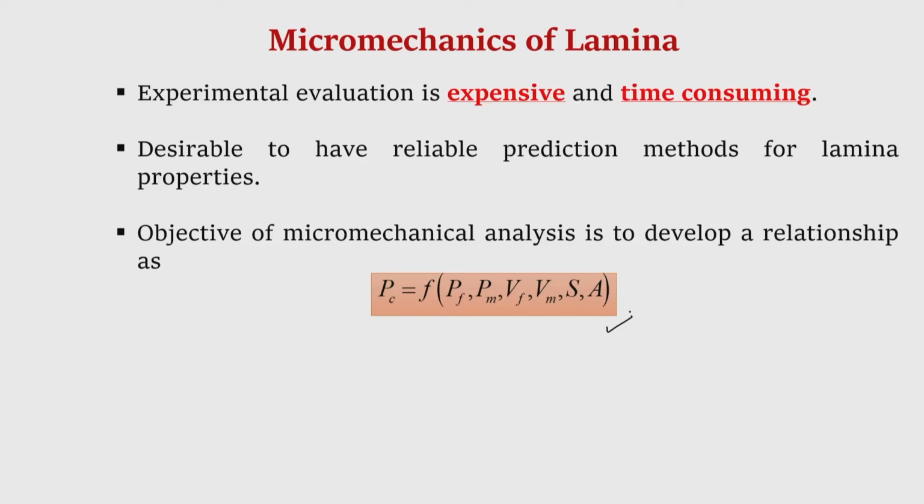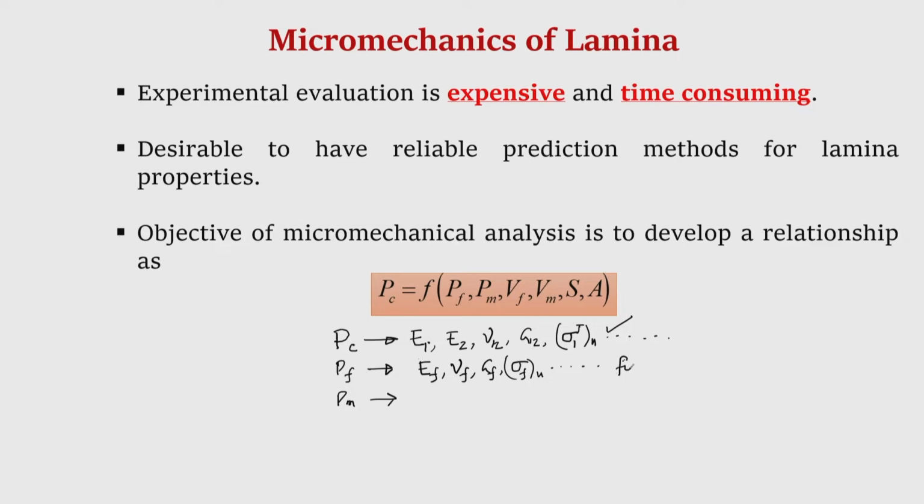We have written here that Pc is a function of Pf, Pm, Vf, Vm, S and A, where Pc stands for the properties of the composite. This could be the stiffnesses, that is E1, E2, nu12, G12, then strength parameters like sigma 1 Tu, all these 13 parameters. Similarly, Pf are those for the fibers, that is, maybe the Young's modulus of the fiber, Poisson's ratio of the fiber, shear modulus of the fiber, strength of the fiber, and Pm are those for the matrix.